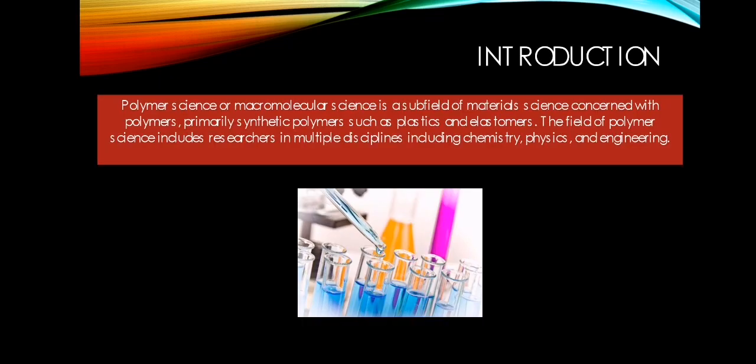First of all, I need to tell you that polymer science or macromolecular science is a subfield of material science concerned with polymers, primarily synthetic polymers such as plastics and elastomers. The field of polymer science includes researchers in multiple disciplines, including chemistry, physics, and engineering.